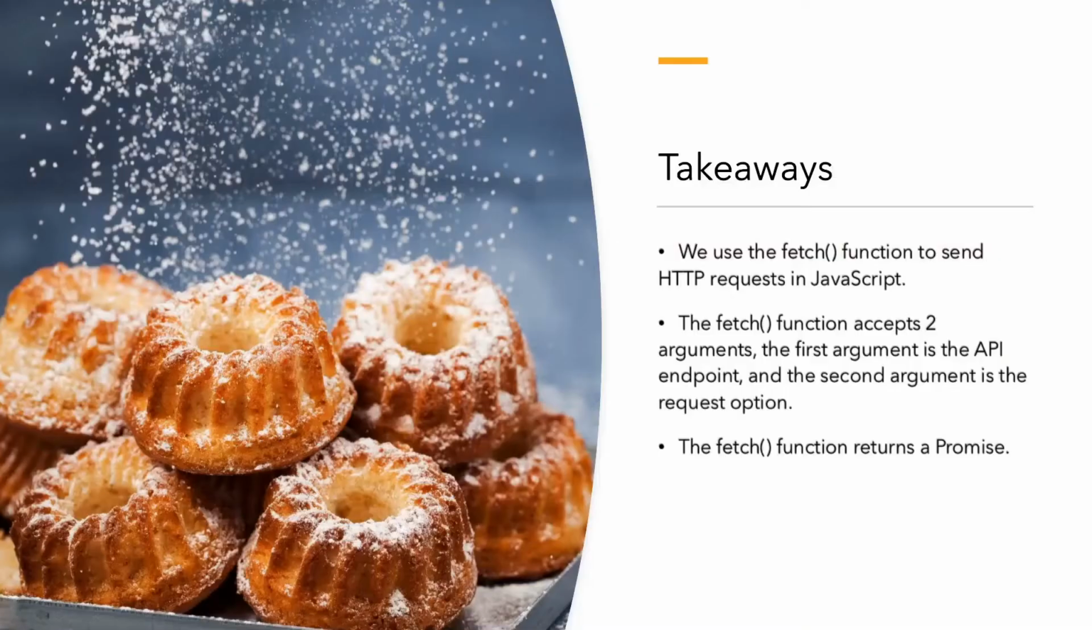Key takeaway for this lesson: we use the fetch function to send HTTP requests in JavaScript. The fetch function accepts two arguments. The first argument is the API endpoint, in other words, the URL that we want to send the request to. The second argument is an object that represents the options related to the request. The fetch function returns us a promise, which means it is an asynchronous operation, and we should call the .then function to handle the response of the API. That's it for this lesson, and I'll see you again in the next video.